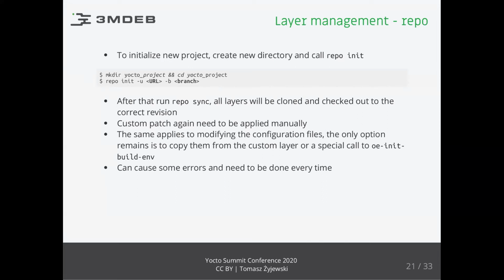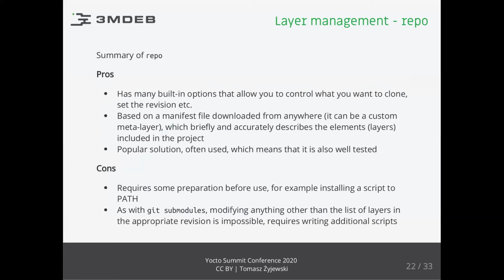So, as we know, it may cause some errors. Okay, so let's go to the summary of the repo. It has many built-in options that allow you to control what you want to download, set the revision, use some given branch, etc. It is based on a manifest file downloaded from anywhere, so it can be our custom meta layer, which briefly and accurately describes the elements, in this case layers, included in the project.